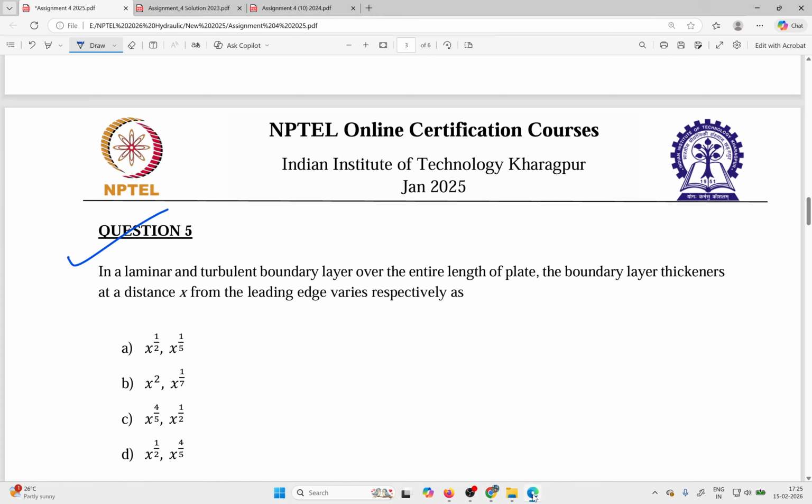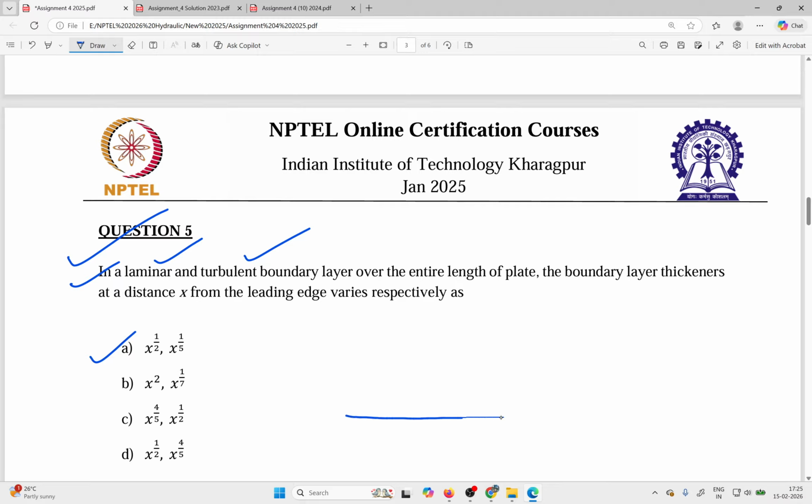So here you have question number 5. In a laminar and turbulent boundary layer over the entire length of plate, the boundary layer thickness at the distance x from the leading edge varies respectively. So you have to tell here for the laminar boundary layer and for the turbulent boundary layer also. So option A here, x to the power 1 by 2, x to the power 1 by 5. Similarly here you can see x square, x to the power 1 by 7. Option C, x to the power 4 by 5, x to the power 1 by 2. And option D, x to the power 1 by 2, x to the power 4 by 5.